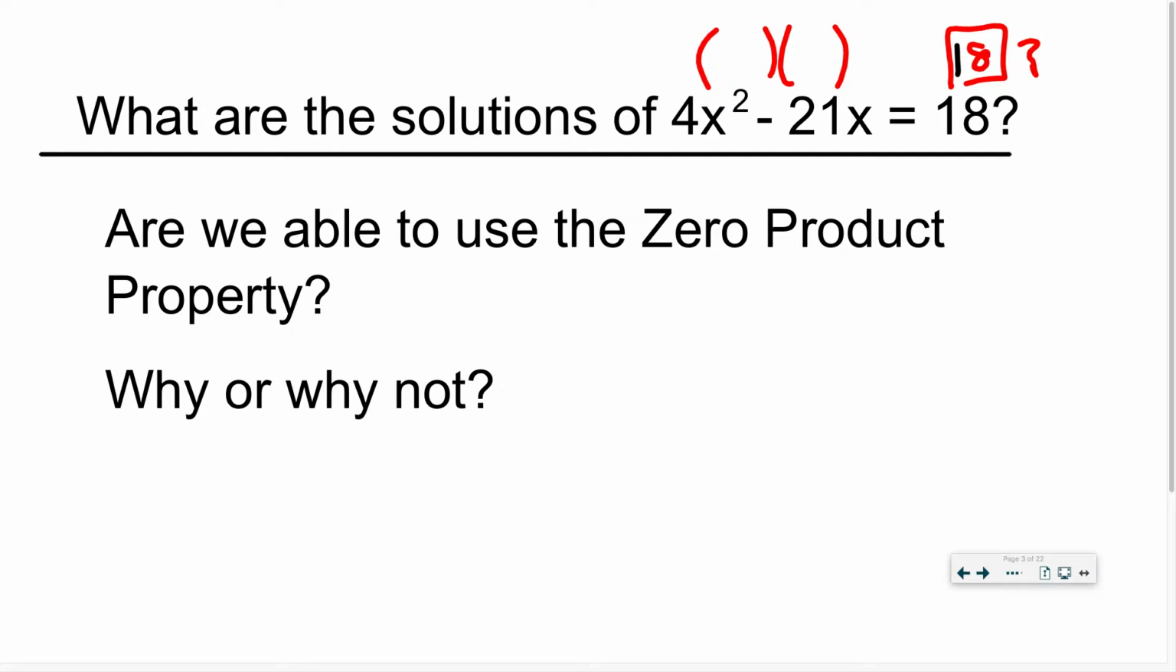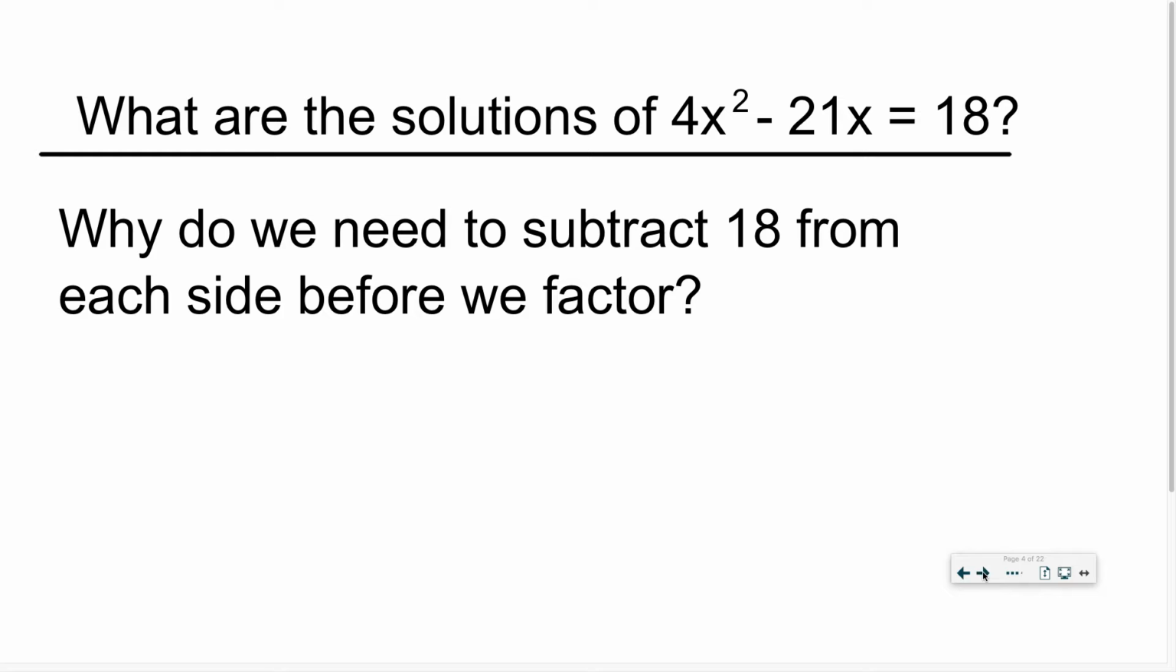Okay. So what do you think we could do? If we wanted our quadratic to equal 0, what could we do? Yeah, we could subtract 18 from both sides. Why would we do that? To get a 0. Say it again. To make it equal to 0.